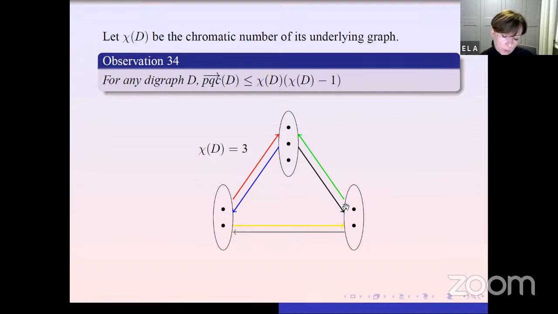And again, we use other than these 2 colors for coloring these arcs, other 2 colors for coloring this arc, and so on. And we see that in such a coloring, we can use the chromatic number multiplied by the chromatic number minus 1 colors. So we have an upper bound as a function of the chromatic number.